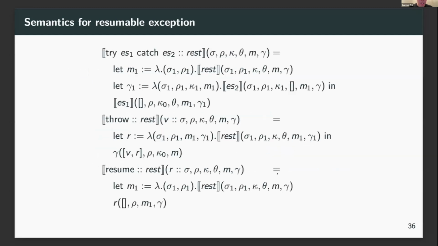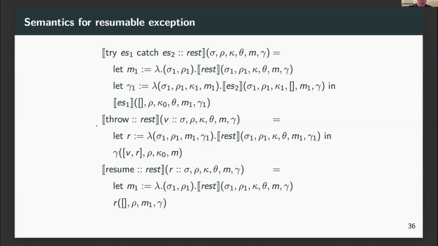Okay. This figure shows the full definition we have for the try-catch block, the throw instruction, and the resume instruction. I'm not going to give the full detail here, but just explain the basic idea. We define a meta continuation M1 here to delay the execution of the rest, which is the instruction after the try-catch block. And then we define a handler, which is theta 1. Theta 1 is a handler for calling into ES2, which is the catch block.